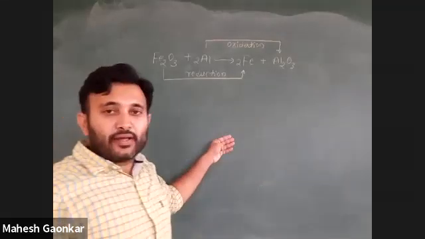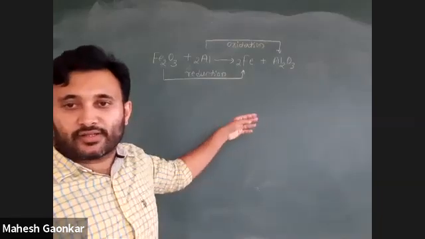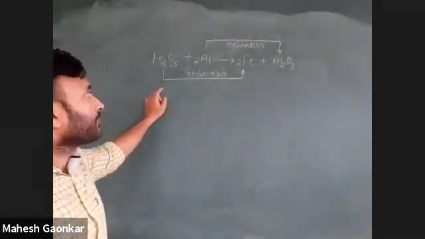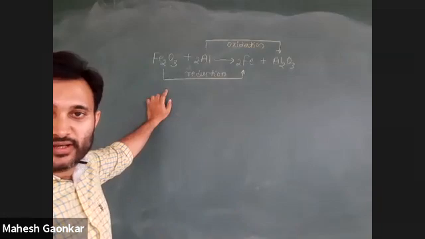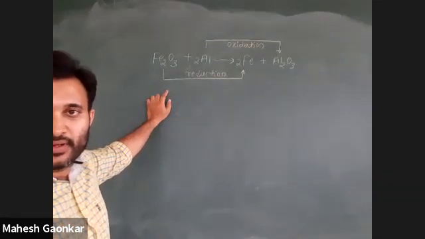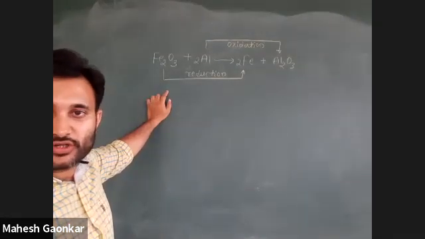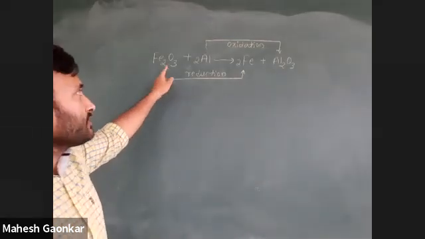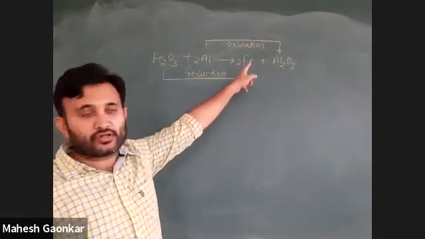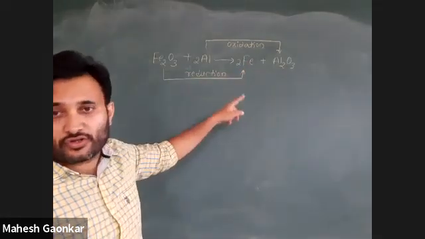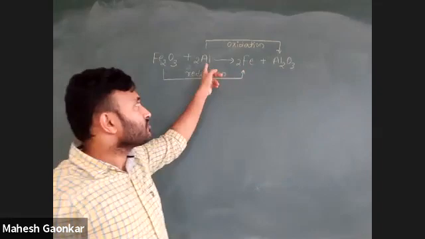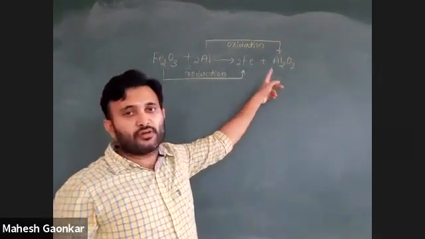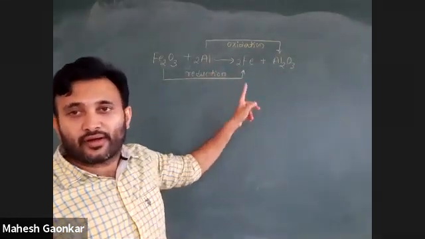Fe2O3 is reduced to Fe. Aluminium is oxidized to Al2O3. Since Fe2O3 is undergoing reduction, it is the oxidizing agent. Since aluminium is undergoing oxidation, aluminium is the reducing agent.